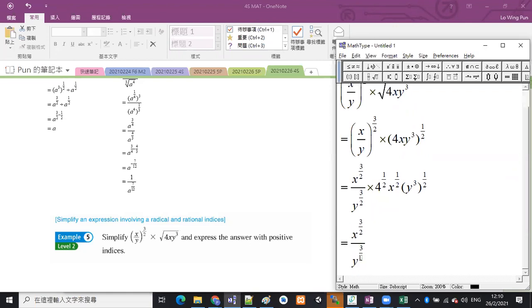So x to the power 3 over 2, no change. Y to the power 3 over 2, no change. Times 4 to the power 1 over 2, no change. X power 1 over 2, no change. And then y to the power 3 to the power 1 over 2. I am going to do this part first. We should multiply the indexes together, so it becomes power 3 over 2.